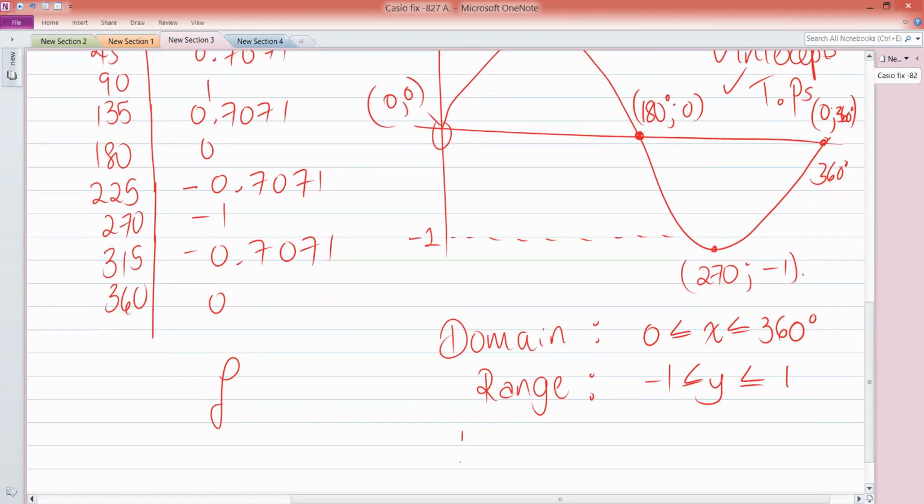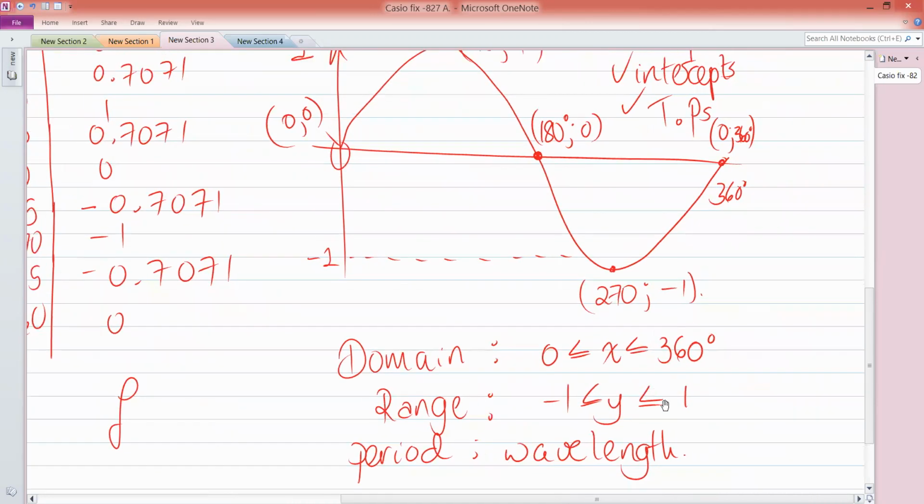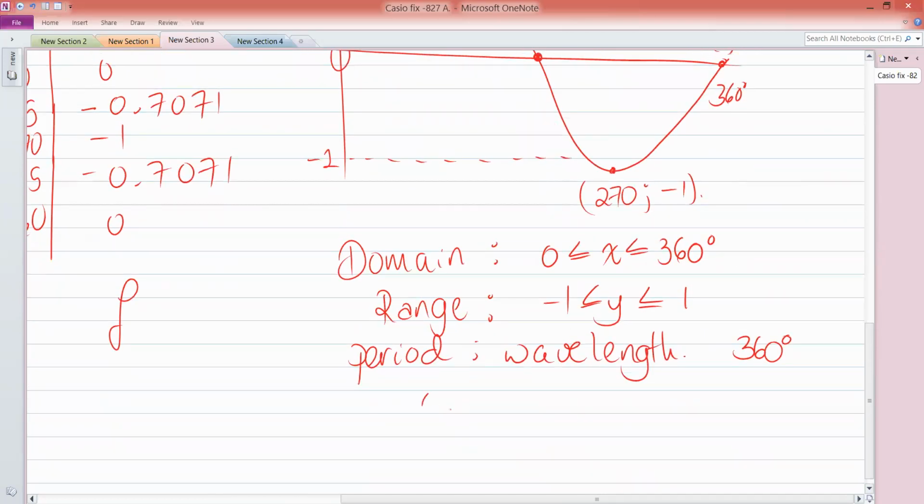Now, what is the period of the graph? The period relates to after how long the graph repeats its wavelength. So for sine and cos, the periods are always going to be 360. Then for tan x, the period is 180.